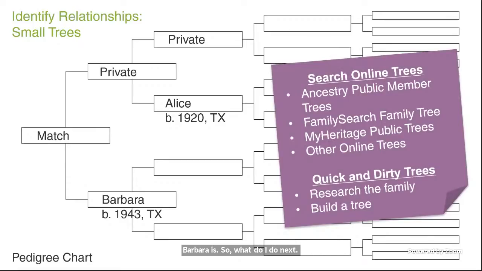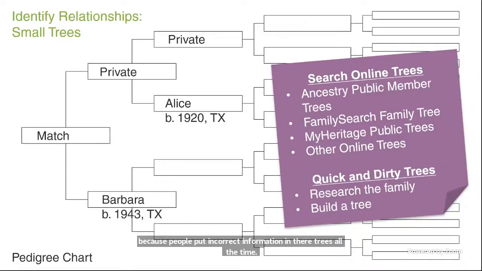Well, at this point, you have a couple of options. The first one, and this is the first thing I do, is go out and search online trees. So Ancestry public member trees are great. FamilySearch family tree is great. MyHeritage has public trees. There are other online trees out there that I can use to see if I can fill in their tree based on the information provided by the match. Can I fill in their tree based on somebody else's tree? And of course, you also want to verify everything with a few records if you do this. But you always want to be evaluating trees anyway because people put incorrect information in their trees all the time.